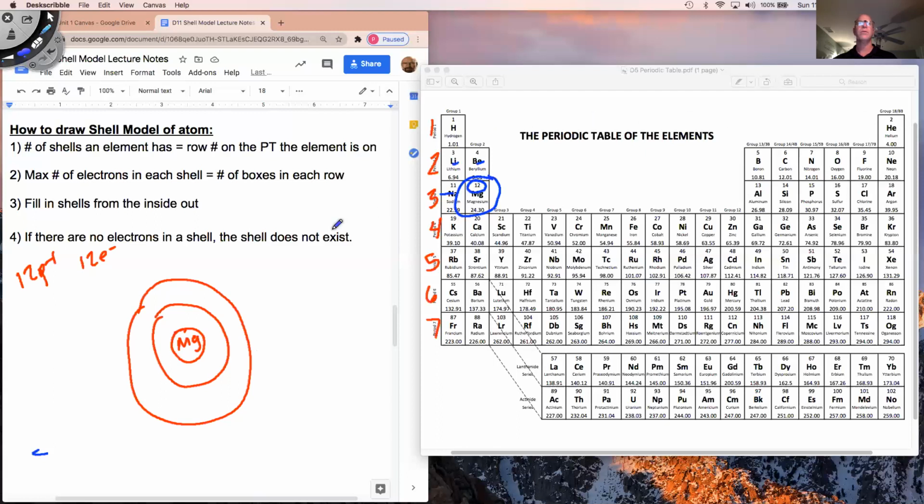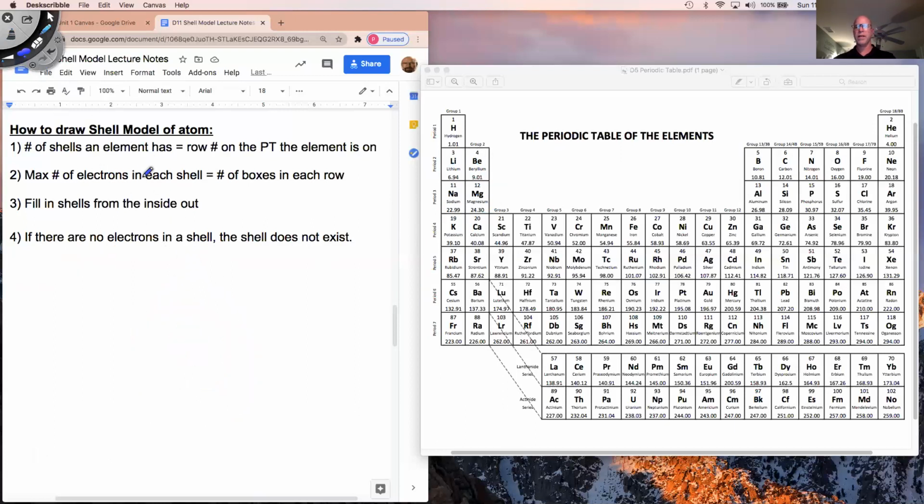1, 2. We're going to have 1, 2. The second one will have 8. We're going to have to draw that in. 1, 2, 3, 4, 5, 6, 7, 8. 8 plus 2 equals 10, which means we have to get to 12. So we have 2 more, and those last 2, 1, 2, will be on the third shell. There it is.